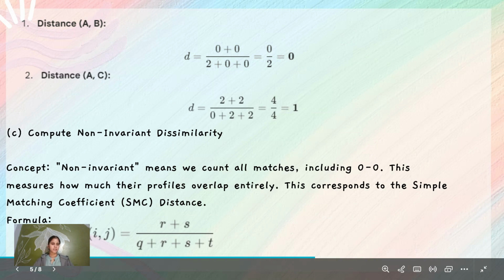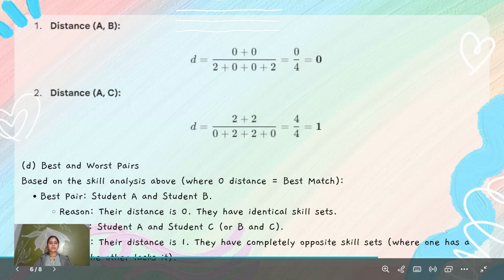Now move to question C. Compute non-invariant dissimilarities. Non-invariant means we count all matches including 0, 0. This measures how much their profiles overlap entirely. This corresponds to the simple matching coefficient, SMC distance, and the formula for this is (R plus S) upon (Q plus R plus S plus T). Now put the values in this formula and we find the distance of AB and AC. Here you get the distances: AB is 0 and the distance of AC is 1. So move to the next question.